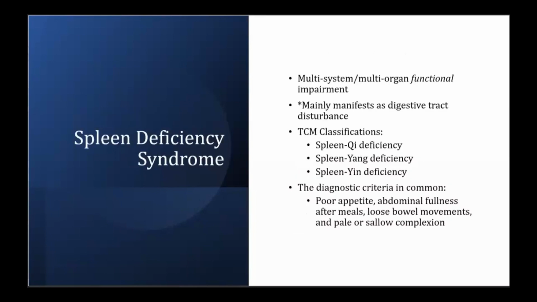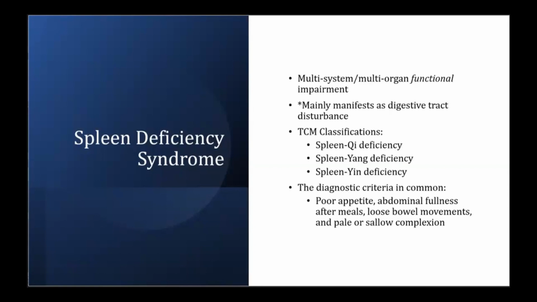So spleen deficiency syndrome can really be broken down into three different classifications. The main one, spleen qi deficiency. Then there's spleen yang deficiency, which is more like the warming part of the spleen. And then the spleen yin, which is more like the nourishing, moistening part of it. And the diagnostic criteria they all share is this basic stuff, and this is what you want to know.